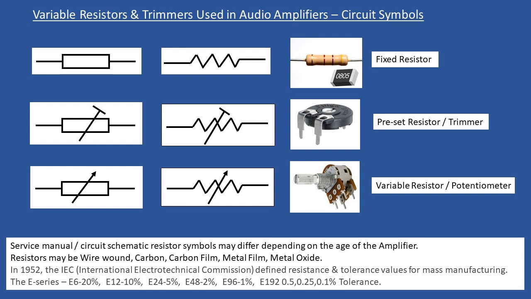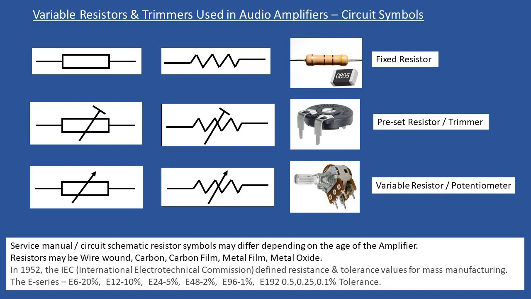Typically this would be used for adjustment, say, of DC offset within an amplifier, or more commonly you would see these trimmers or preset resistors being used to adjust the bias current for the output stages of the amplifier. But the correct symbol is as shown here, okay? In some service manuals they show the variable resistance symbol with an arrow rather than just a line with a flat, but the correct symbol would be as shown here next to the preset resistor, or trimmer.